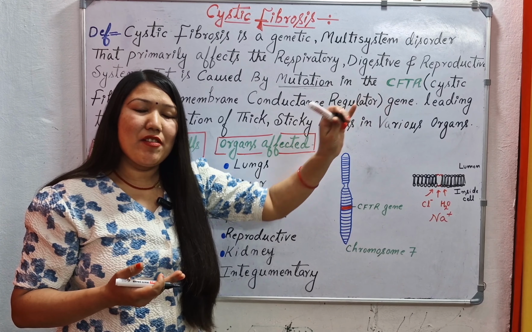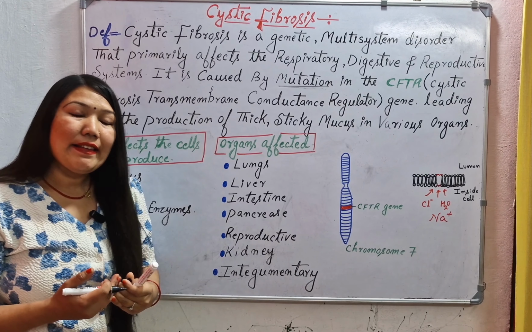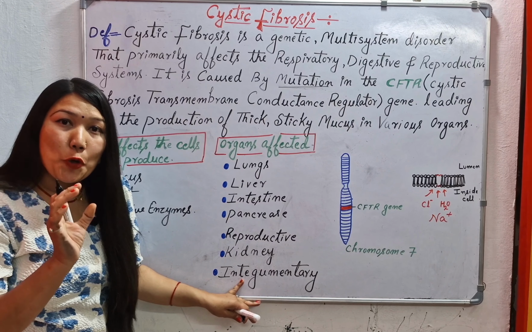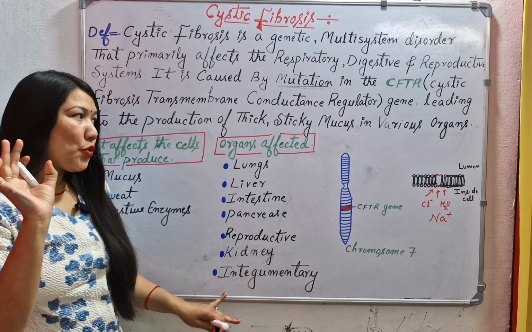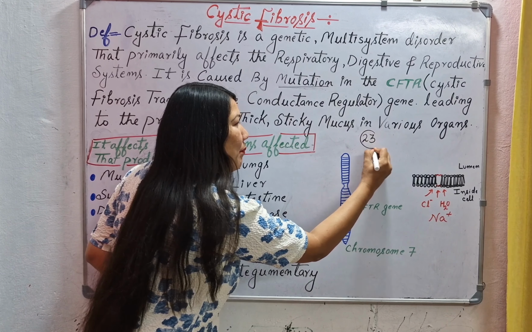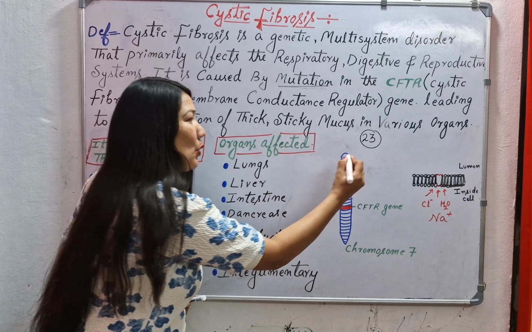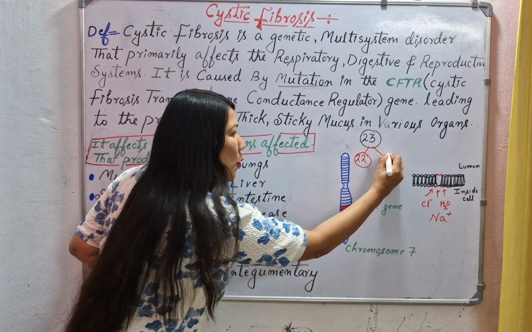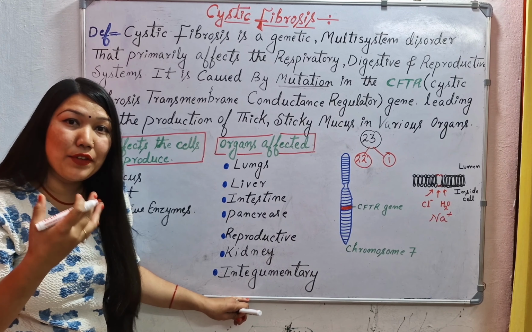When there is a mutation, deletion or any change in the CFTR gene, then the cystic fibrosis condition will generate. It's an autosomal disease condition, an autosomal recessive disorder. We know that we have 23 pairs of chromosomes. Out of 23 pairs, we have 22 autosomes and one sex chromosome. So here I am talking about an autosomal recessive disorder.